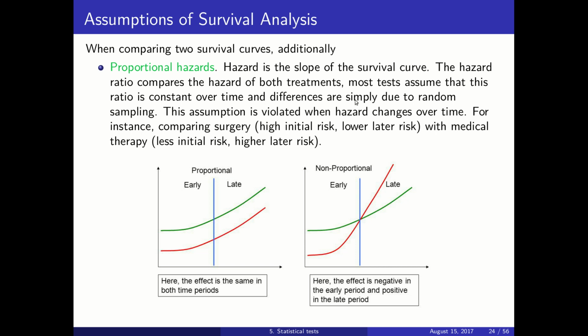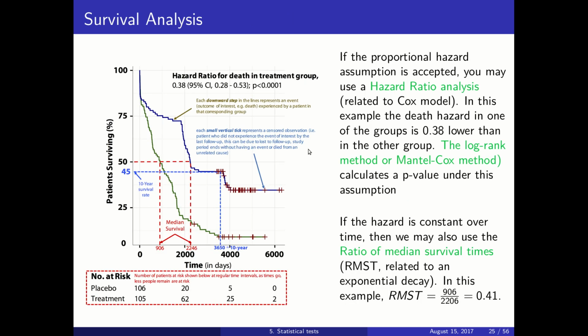So in this comparison, we would be violating the proportional hazards assumption. If the proportional hazard assumption is accepted, then you may use hazard ratio analysis, that is related to the Cox model, a regression model. And in this example, the death hazard in one of the groups is 0.38 lower than in the other group.